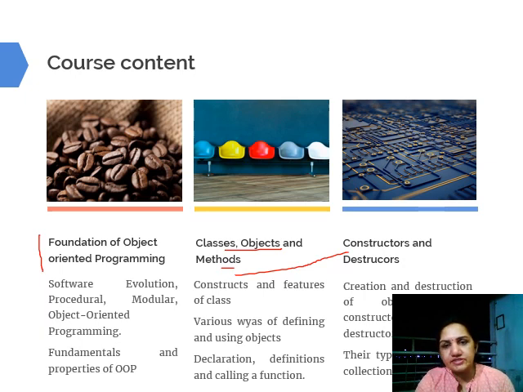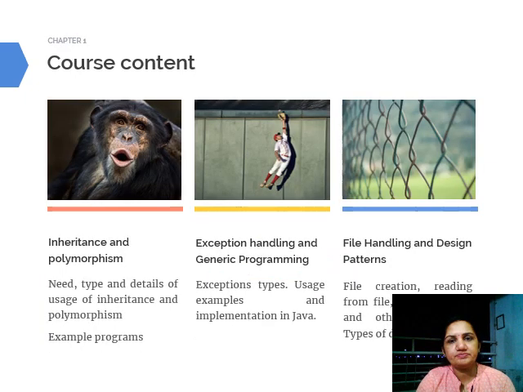The third unit is constructors and destructors. Just like functions and data variables, there are some additional features which are provided, and constructors and destructors are these additional features. We'll be learning how to use these features called constructors and destructors for writing a good, efficient program.